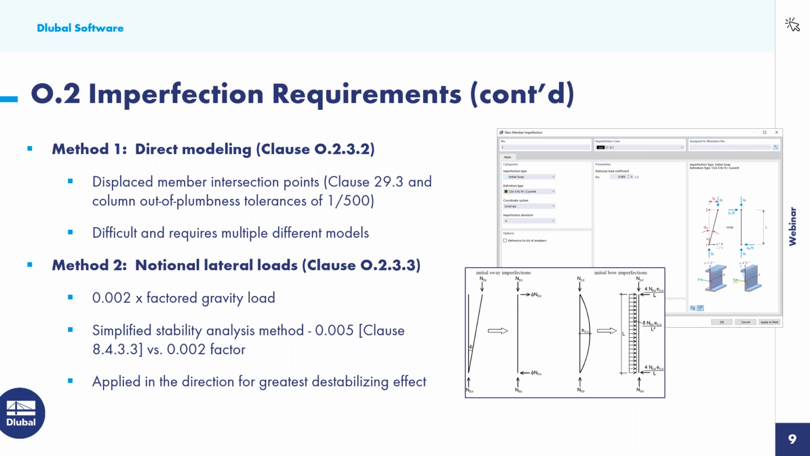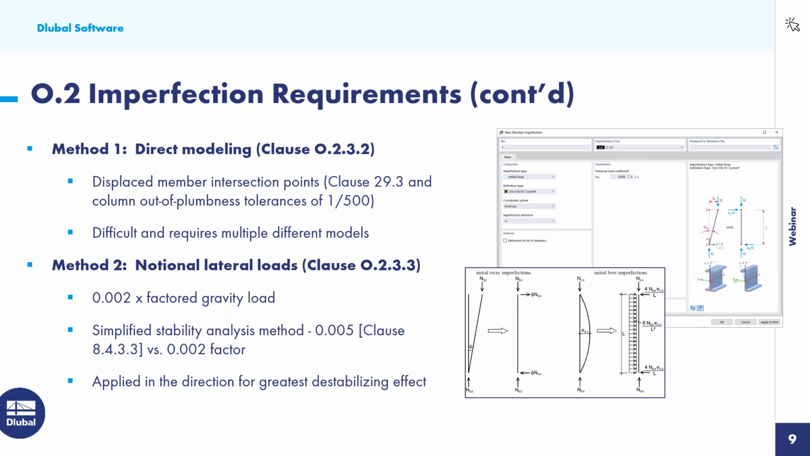So rather, the alternative method number 2 with notional lateral loads is probably the easier approach laid out in O.2.3.3. Now, we've already discussed notional lateral loads under the simplified stability method. A lot of similarities here. But notice one big difference is that we're actually going to take our factored gravity load and multiply it by 0.002. So we might be wondering, well, why does the simplified method have that factor set at 0.005 versus the 0.002 factor in Annex O? Well, the 0.002 factor only accounts for the effects of global geometric imperfections, whereas the simplified method with 0.005 accounts for the global geometric imperfections, but also accounts for other effects such as inelasticity. So that's why we're seeing that difference here with that modification factor.